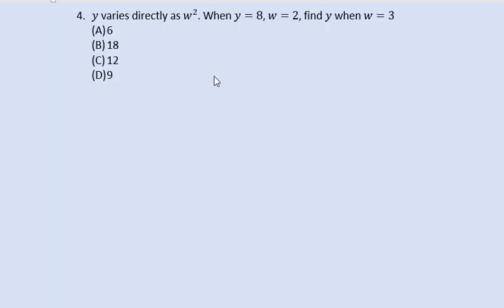This question is from variation. Okay, it says y varies directly as w squared. When y is equal to 8 and w is equal to 2, find y when w is equal to 3.